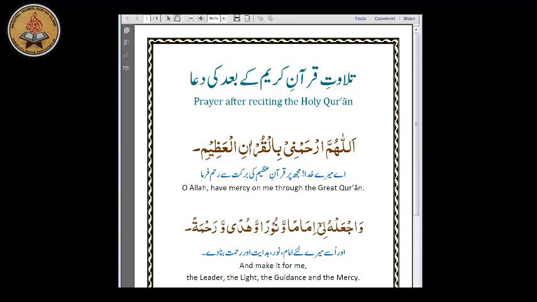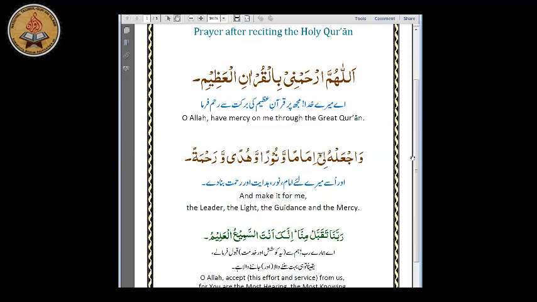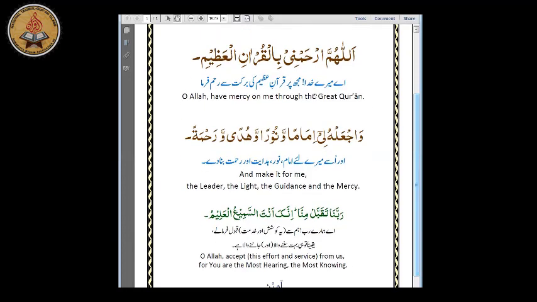Would you please move down? Scroll down, please. Jazakumullah. So we're going to end with this prayer. Bismillahir Rahmanir Rahim. O Allah, accept this effort and service from us, for you are the most hearing, the most knowing.